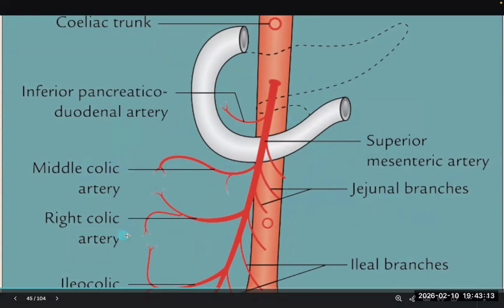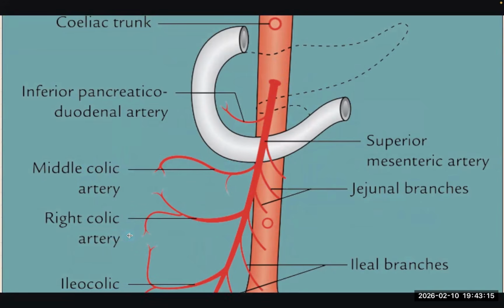Middle and right come from the SMA, because then we have the left that comes from the IMA. So you have to keep in mind that middle and right come from the SMA. And you have this one over here, which is very important to differentiate: the inferior comes from the SMA, and the superior comes from the celiac trunk. Okay?